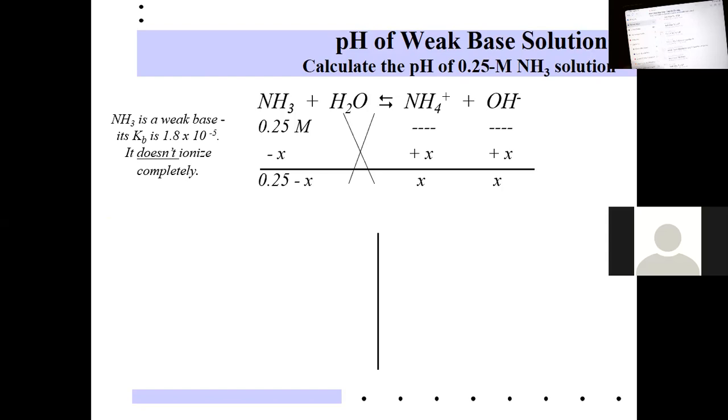And you know what's coming next. We're going to do the equilibrium expression. We're going to put the algebra in. If you have a graphing calculator, you can use your solver. If you don't have a graphing calculator, you'll use the assumption method, the approximation method, and you're going to find X.